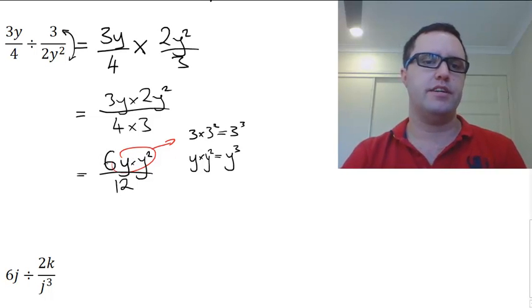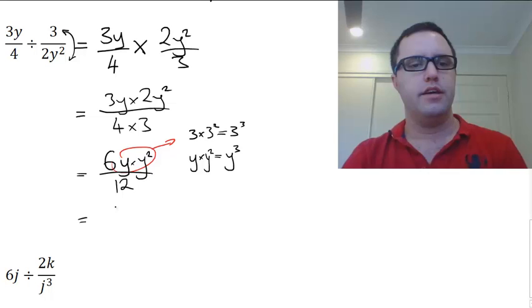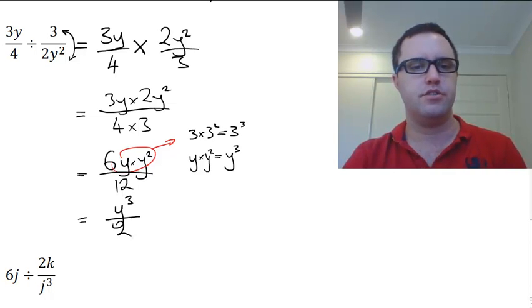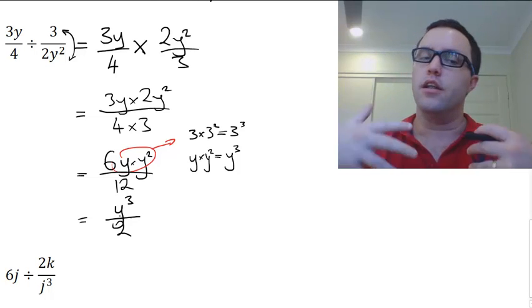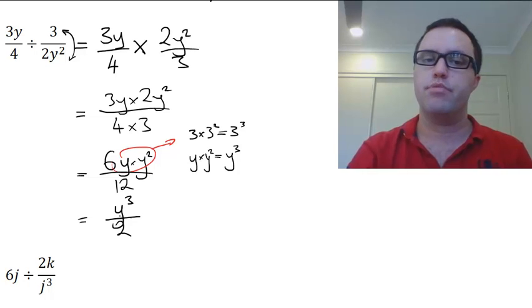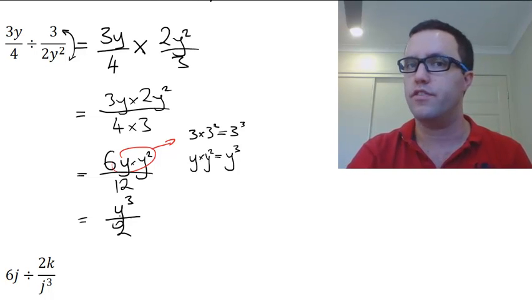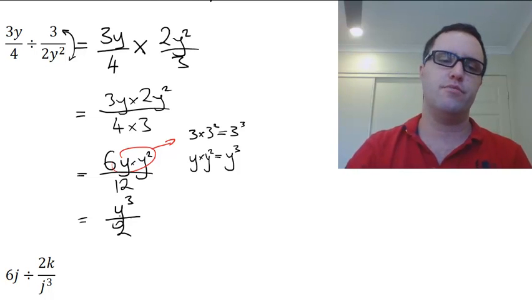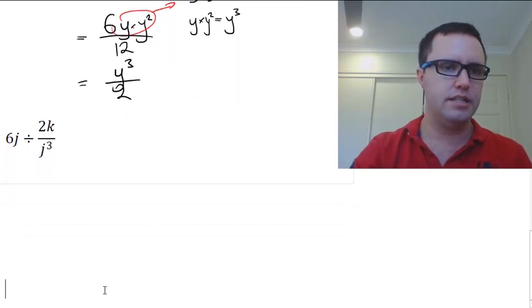We can simplify our 6 over 12 by dividing both by 6. 6 divided by 6 is 1, which we don't write. So our numerator is just y cubed. 12 divided by 6 is 2. Y cubed over 2. There we go. Again, a lot of things happening there, so please rewind that part of the video to have another watch through it if you were a little bit confused as to what might have happened at different steps.